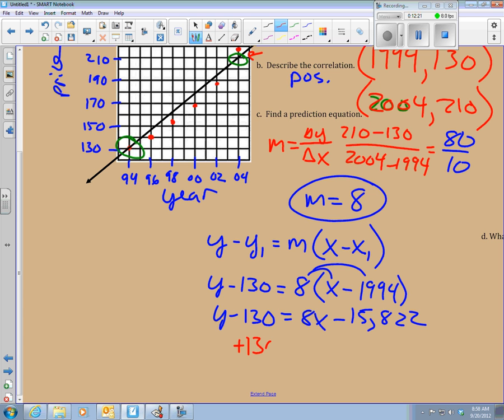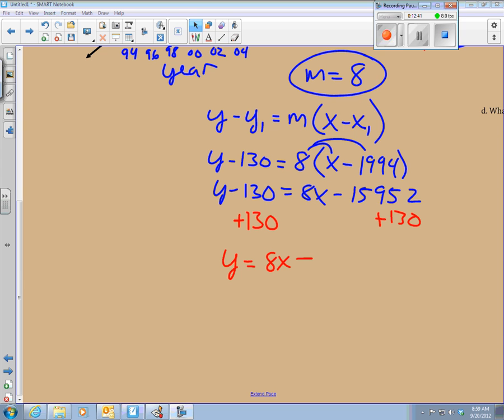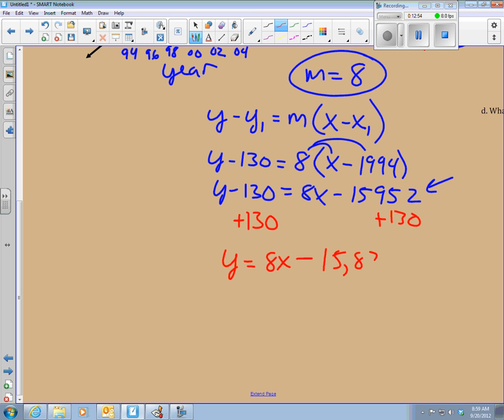Adding 130 to both sides. This is negative 15,000. This is positive 130. So really, you're taking the difference. You end up with y equals 8x minus... Oh, I made a mistake here. Let's go back. This number is actually 15,952, plus the 130 is going to give me negative 15,822. Now my slope is 8.